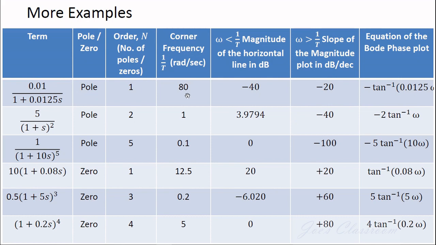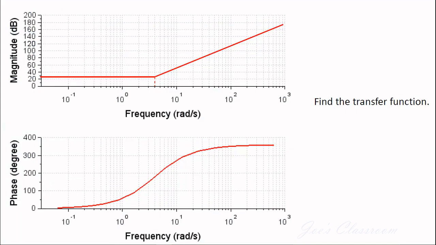So how do you find out T? From the corner frequency. How do you find out the value of K? From 20 log K, that is the magnitude of the horizontal line for frequencies lesser than the corner frequency. And what is the slope of the line beyond the corner frequency? That gives you an idea about n. So you can get it. To illustrate this, I'm taking an example, and with this example, we'll be winding up this lecture.